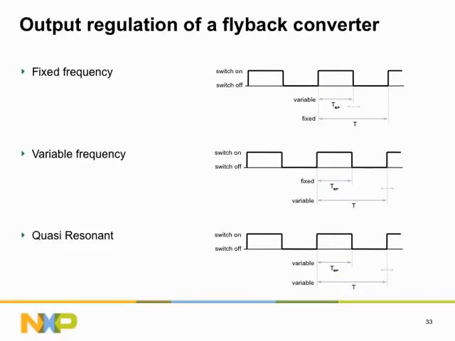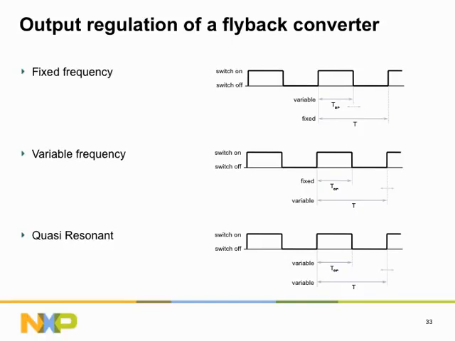For that purpose, we need some kind of output regulation strategy. Taking the flyback converter as an example, we can transfer packets of energy at a fixed frequency and vary the size of the energy packets. This is done by keeping the switching interval T constant and varying the on time of the primary switch, T on.